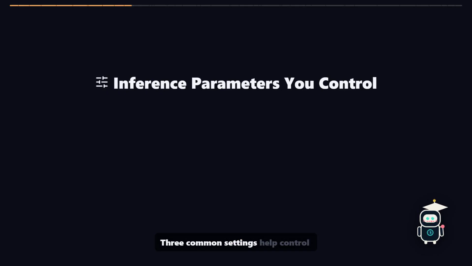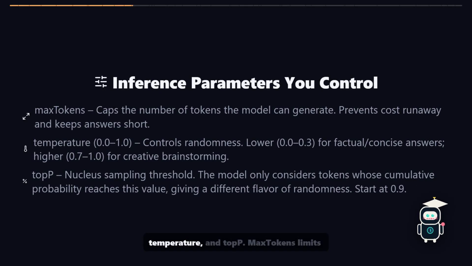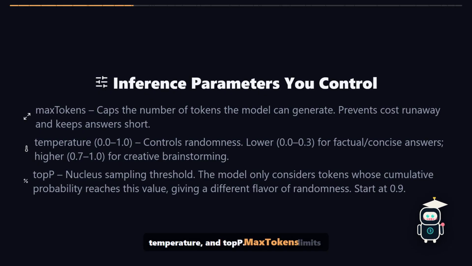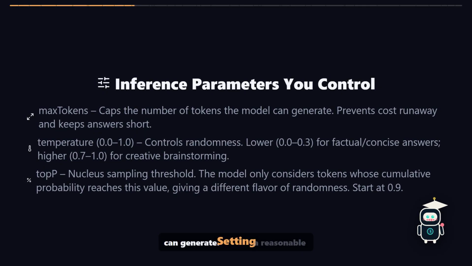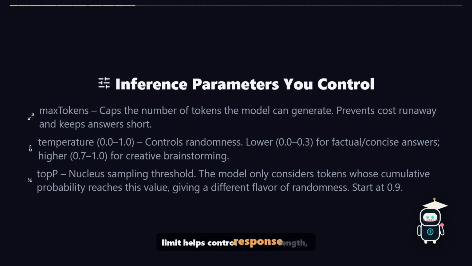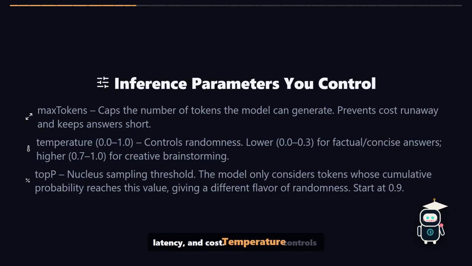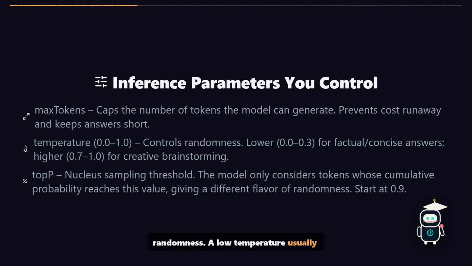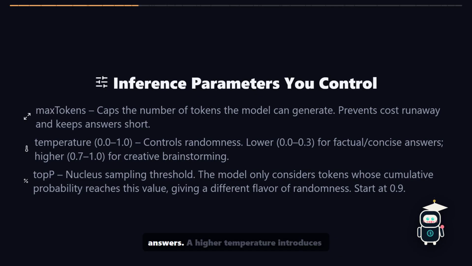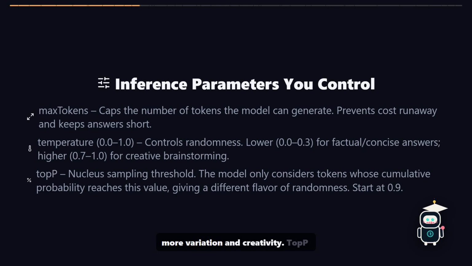Three common settings help control how the model responds: max tokens, temperature, and top P. Max tokens limits how many tokens the model can generate. Setting a reasonable limit helps control response length, latency, and cost. Temperature controls randomness. A low temperature usually produces more consistent and predictable answers. A higher temperature introduces more variation and creativity.